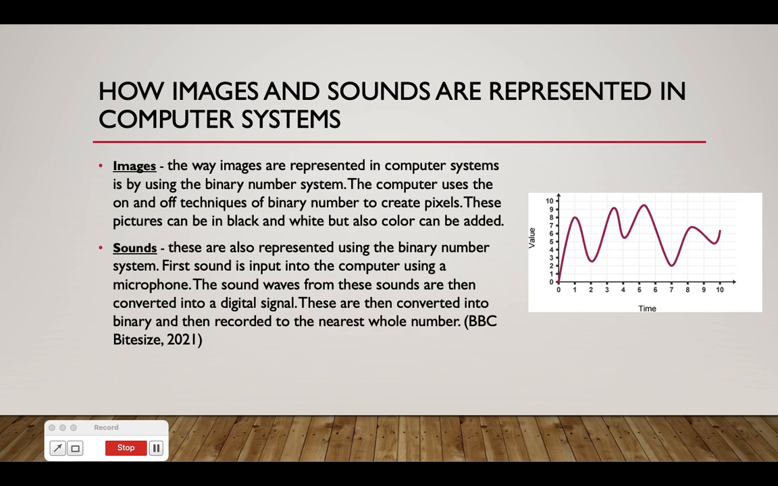The way sounds are represented in computer systems is by using the same binary number system. So sound is input into the computer using a microphone. Then the sound waves from these sounds are converted into a digital signal. Then that digital signal is converted into binary and then recorded to the nearest whole number.